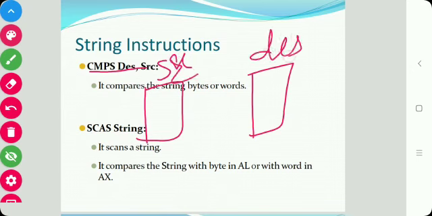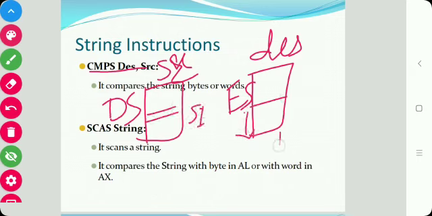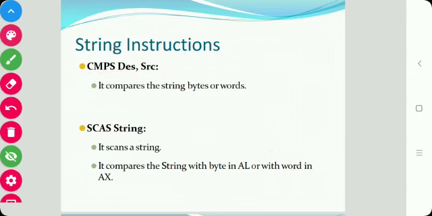The source string is always in the data segment, DS register, and the destination string is always in the extra segment register. The effective address of the source string is in the SI register, and the effective address of the destination string is in the DI register. So this compare instruction will compare the source string with the destination string, and here the comparison is done by subtracting the strings. Next string instruction is SCAS, meaning it scans a string and compares the string with the byte in AL or the word in the AX register.